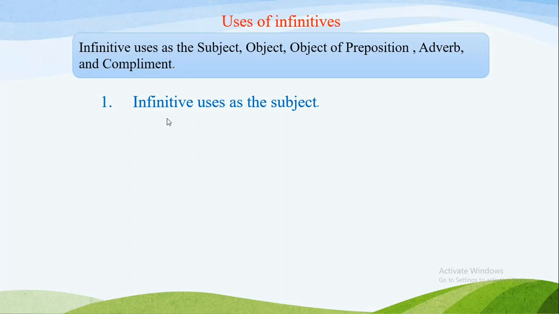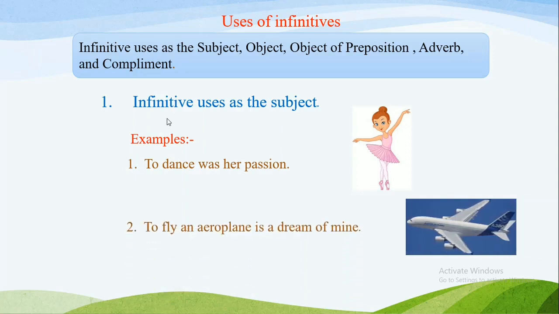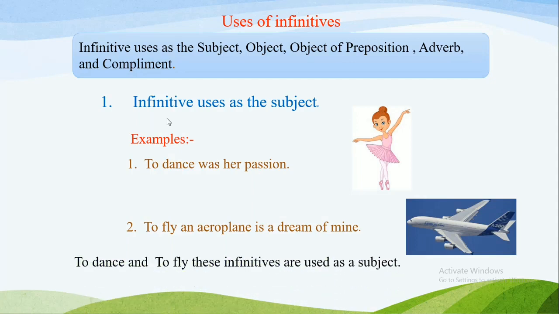Infinitive used as the subject. Let's understand through the examples. First one, to dance was her passion. Second, to fly an aeroplane is a dream of mine. Here, to dance and to fly, these infinitives are used as the subject of the sentence.